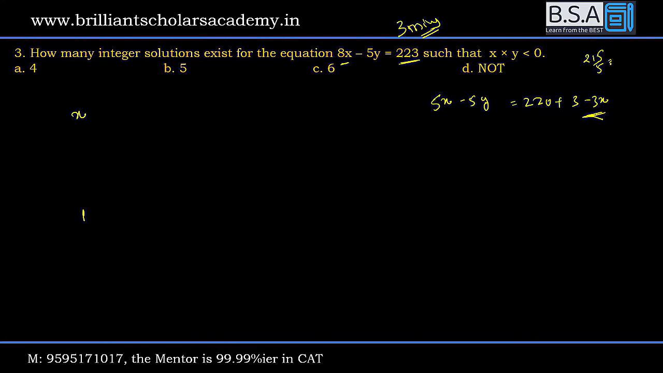215 upon 5, that is 43. Y is equal to minus 43. I want those values where x into y is negative. अब x into y नेगेटिव तब होगा when 1 is positive and 1 is negative.